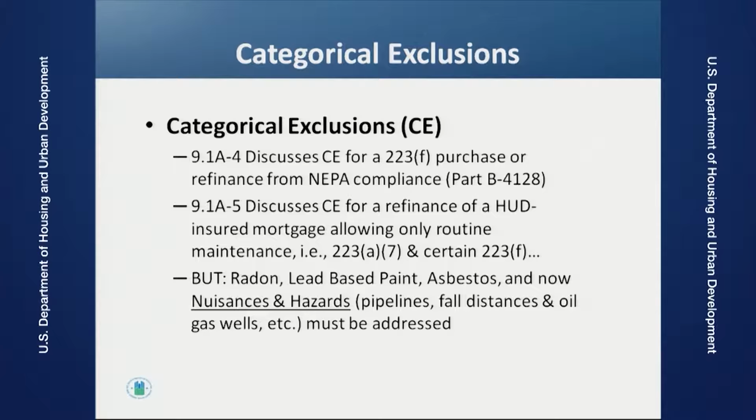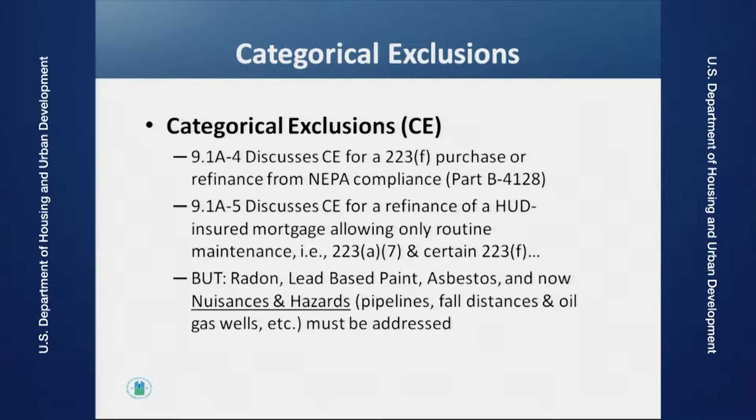By definition, that's a 223A7, and it also involves certain 223Fs that have already been financed, refinanced, and within the HUD portfolio. Again, you've got that $1,500 per unit amount of maintenance that would give you that criteria. And that's our working definition, by the way, of routine maintenance.